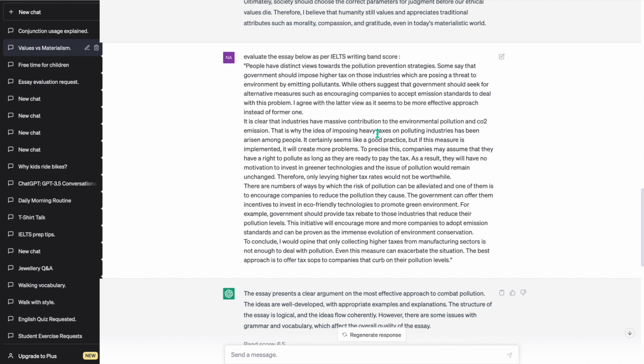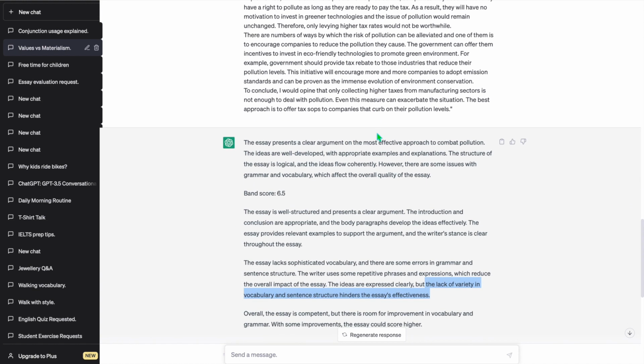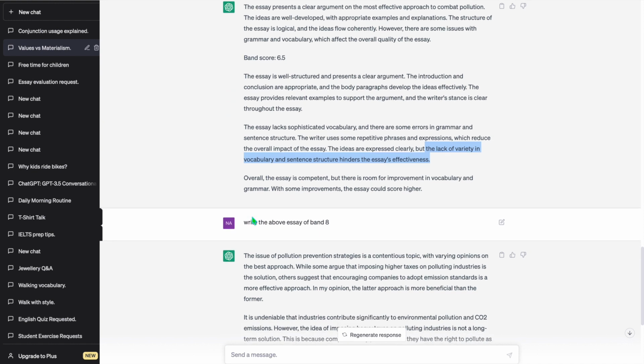Now what I'm going to do, I'm again going to ask it to write this essay, that how it can be effective, because here we have just read the feedback, what the feedback is, but I want to clear it with some sample answers. Okay, so what would I write here? I would ask, write the above essay of band 8. I want this essay in band 8.